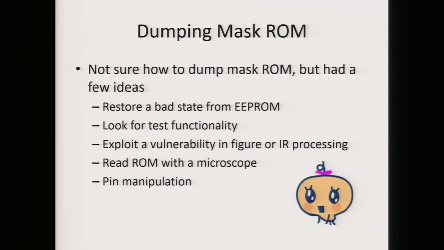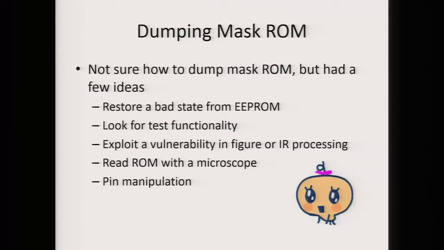So at this point, I really wanted to dump this mask ROM, and I had a few ideas of how I could do it. One of them was to restore a bad state from the EEPROM. I was hoping that maybe it had stack pointers and instruction pointers in there, but unfortunately it didn't. This totally didn't work because it contained serialized data. Another idea I had was to look for test functionality, because some microcontrollers will have test functions that can dump the code. Another idea was to exploit a vulnerability in the processing of the figure data or the infrared data, because these are basically untrusted data that is processed by the Tamagotchi. So there really is a possibility there could be bugs in there.